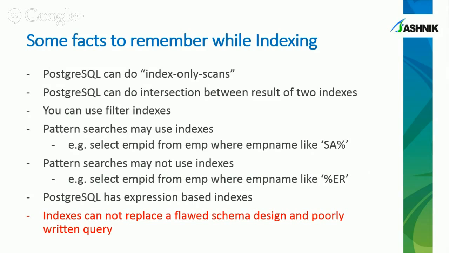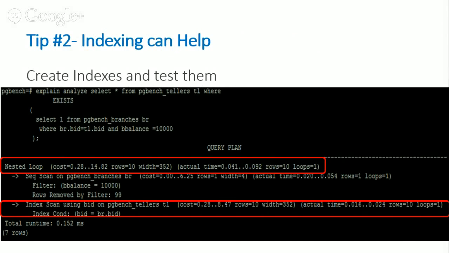PostgreSQL can use filter indexes, which is quite a great feature which I don't find in a lot of modern day relational databases. Now, how would these filter indexes help you? For example, if I created a filter index and said create index on branch IDs where branch balance is equal to 10,000, in that case this particular query would have been fetched directly from that index. Okay, so this is how your filter indexes can help you.